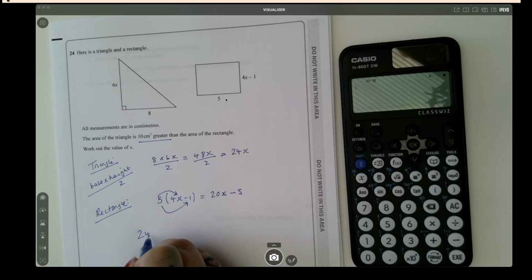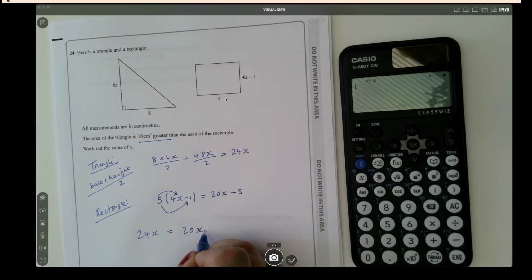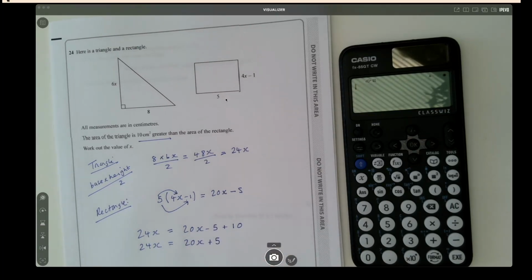Now it says the area of the triangle is 10 greater than the area of the rectangle. So the area of the triangle is 24x, but it's 10 more than the area of the rectangle. So we would have the area of the rectangle plus another 10. Let's simplify this a little. 20x subtract 5 plus 10. So -5 plus 10 gives us 20x plus 5.